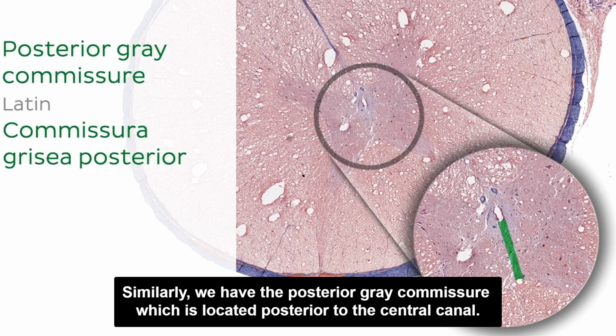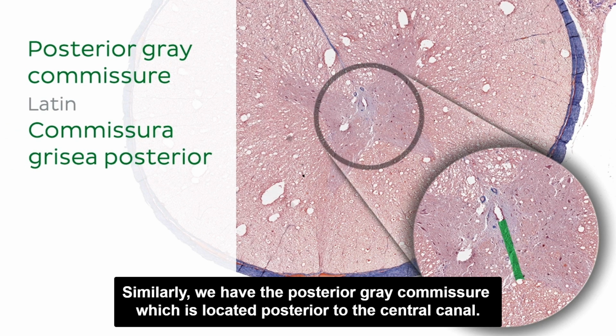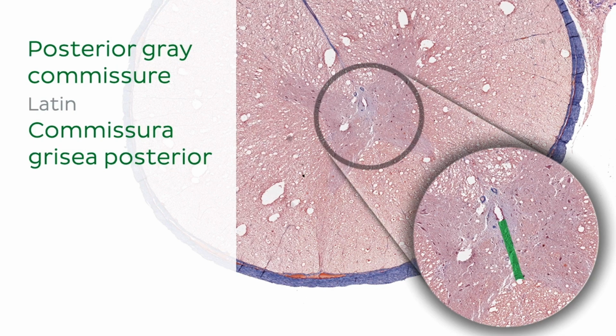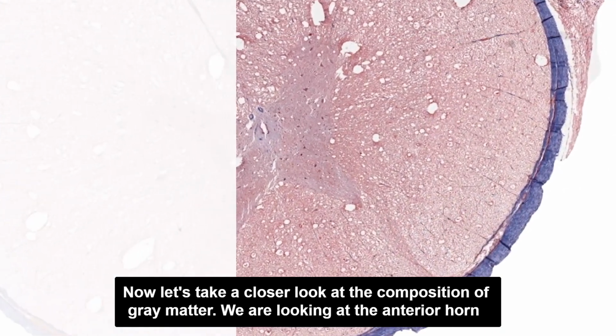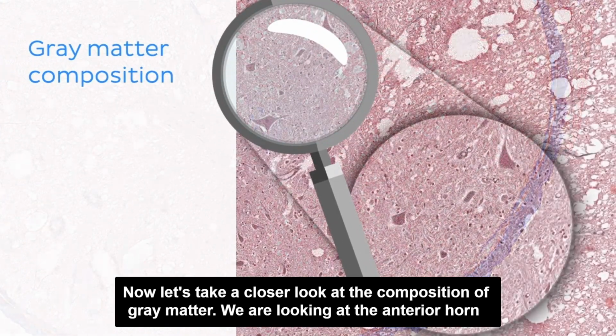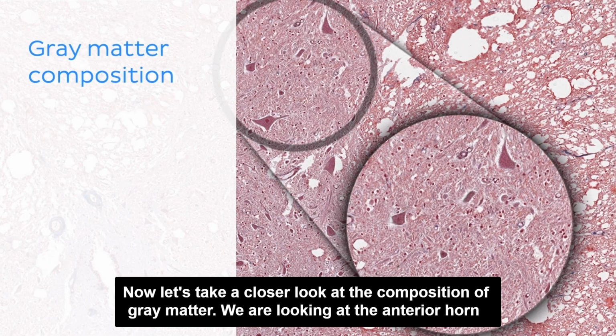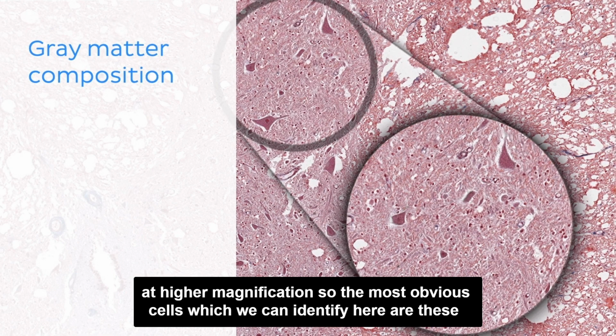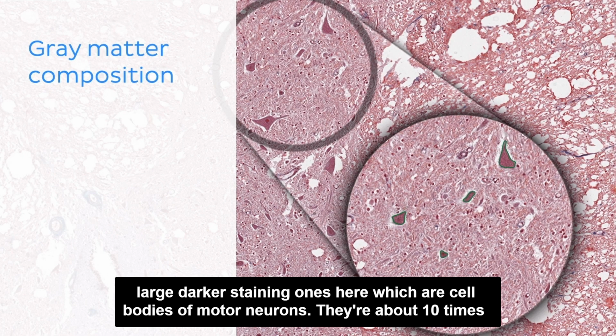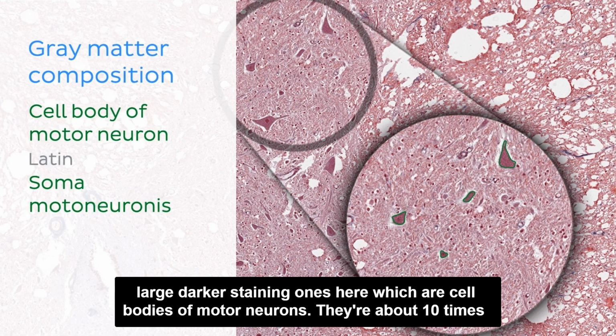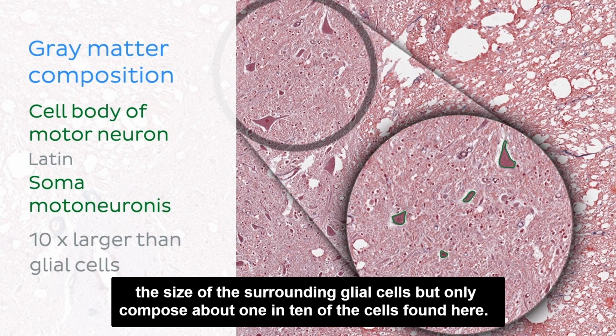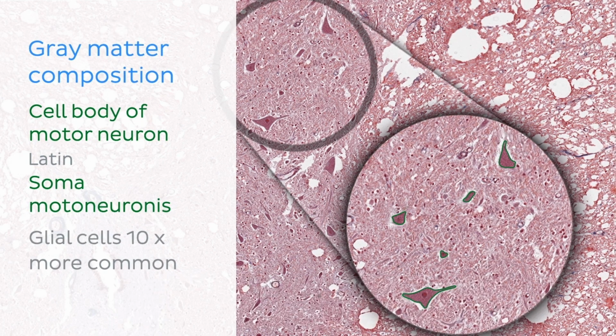Similarly, we have the posterior gray commissure, which is located posterior to the central canal. Now let's take a closer look at the composition of gray matter. We are looking at the anterior horn at higher magnification. So the most obvious cells which we can identify here are these large, darker staining ones here, which are cell bodies of motor neurons. They're about 10 times the size of the surrounding glial cells, but only compose about 1 in 10 of the cells found here.